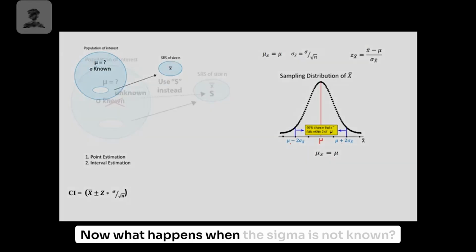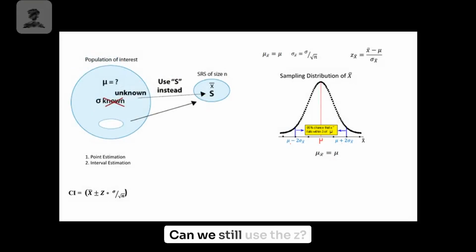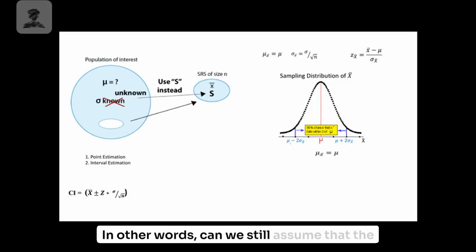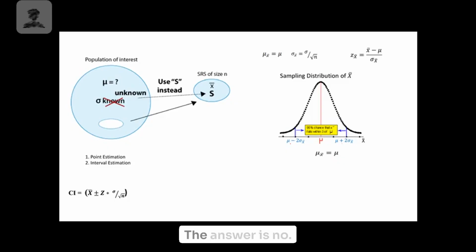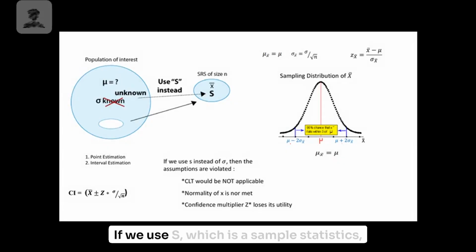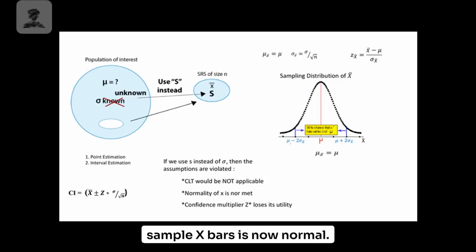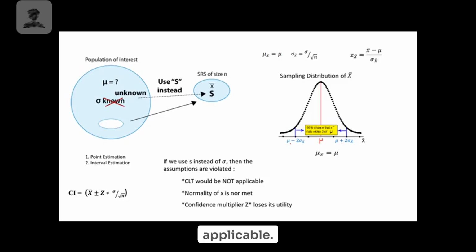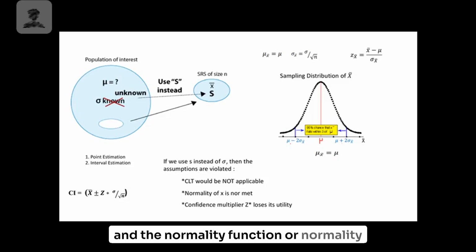Now, what happens when the sigma is not known? Can we still use the z? In other words, can we still assume that the distribution is normal? The answer is no. If we use s, which is a sample statistic, instead of sigma, which is a population parameter, then the assumptions are violated. In other words, we cannot be certain that this sampling distribution of sample x bars is now normal. So the central limit theorem would not be applicable, and the normality assumption is not met. And then we cannot use the z multiplier that we have used here.